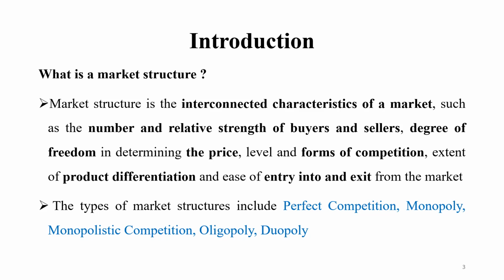Nowadays, you know there is a big issue with regard to egg prices. The government imposed price ceilings and price floors at different times. So how does it affect? Is there any possibility for a single seller to determine the price of that particular commodity? So that is the strength of the buyers and sellers.